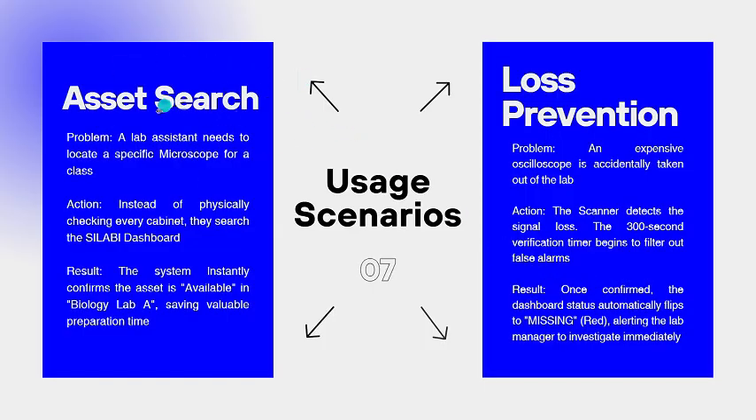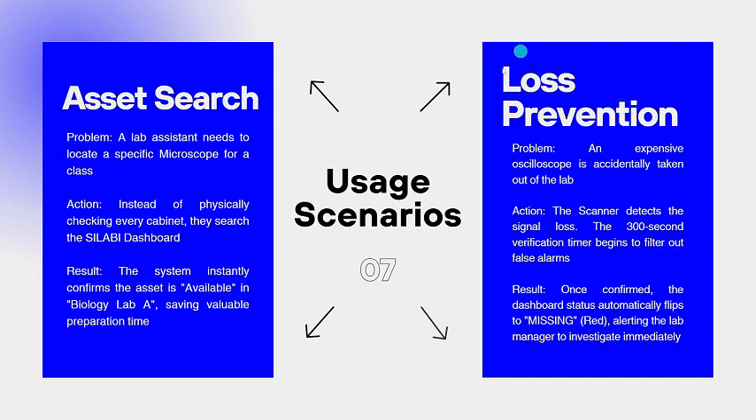In the asset search, for example, a lab assistant wants to locate a specific microscope. So instead of searching physically in every cabinet, they search the dashboard. That way, they can immediately find where it is available and what lab it is in.